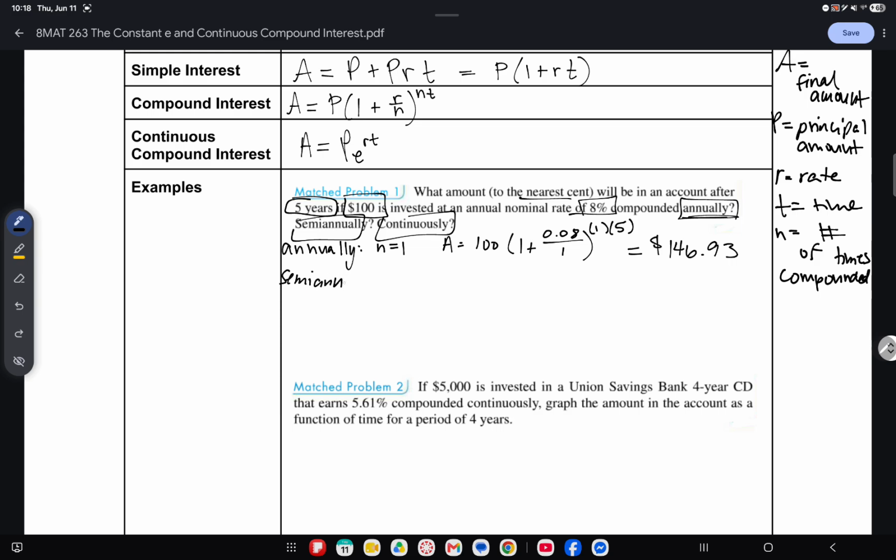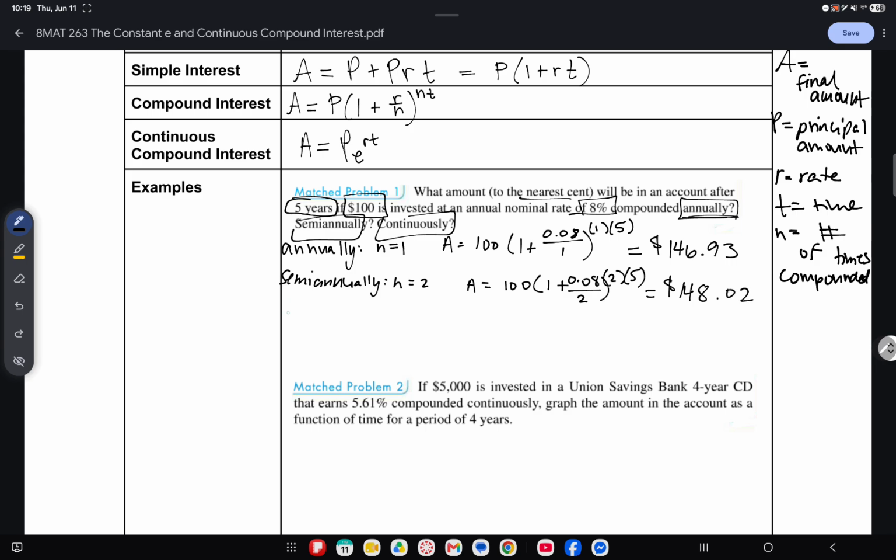Let's do semi-annually. So it's going to be an n of 2. I always think semicircle. It's half a circle. So there's 2 pieces to make the whole circle. So semi-annually is going to happen twice a year. So we have the initial of 100. The rate is still the same. But this time we're compounded twice. And if I plug that into the calculator, I get 148.02.